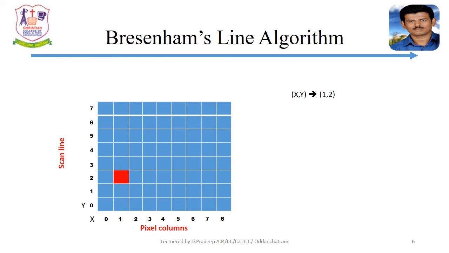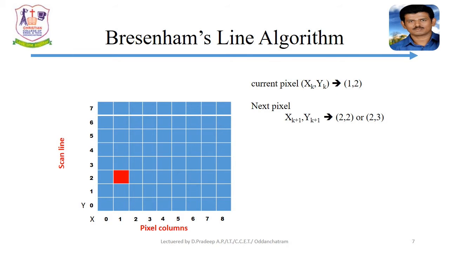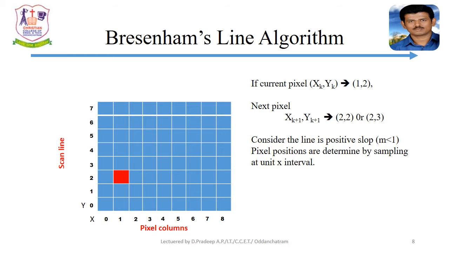If our current plotted pixel is 1, 2, our next pixel of the line may be either 2, 2 or 2, 3. There are only two possibilities. So this is the problem to be solved by Bresenham's line algorithm. Consider the line has a positive slope, that means the slope m is less than 1. The pixel positions are determined by sampling at unit x intervals.